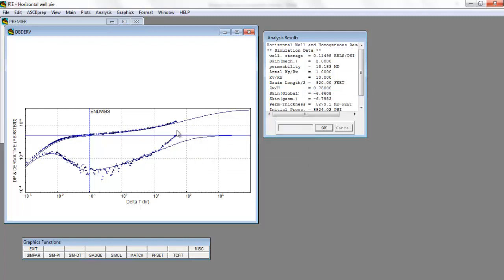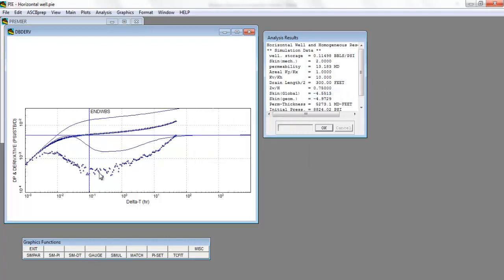In fact, it looks like a unit slope straight line. So this could perhaps be indicative of some sort of changes in mobility and heterogeneity in the reservoir. So maybe linear composite behavior, or if you like, a heterogeneity. Or it could be maybe a boundary here. We could try to match this part of the plot by reducing the length of the well, let's say 500 feet, a bit more than that, 300 feet.